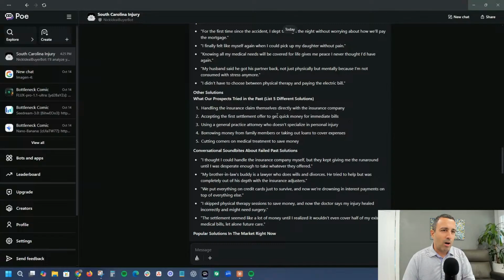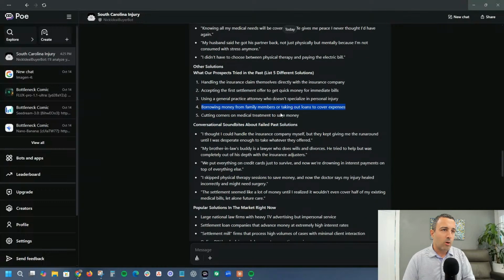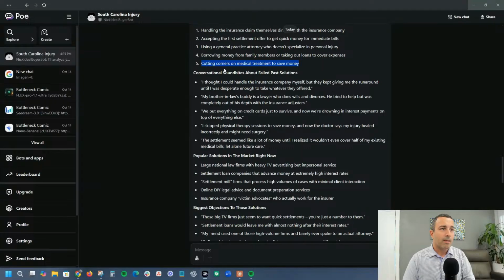Accepting the first settlement offer to get quick money for immediate bills, using a general practice attorney who doesn't specialize in personal injury, borrowing money from family members or taking out loans to cover expenses. That one's probably very accurate. Cutting corners on medical treatment to save money, also probably very accurate.